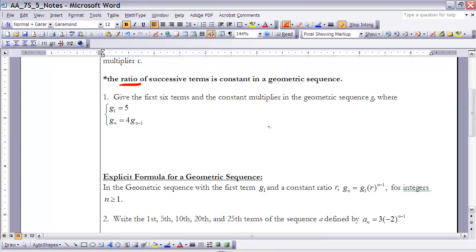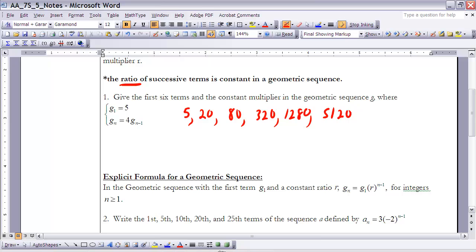So if I'm going to generate that sequence, the first term is 5. The next term is 4 times 5, or 20. The third term is 20 times 4, or 80. So we're always taking the previous term times 4 to get the next term. So I've got now 80 times 4, which would be 320, then 1280, then 5120.